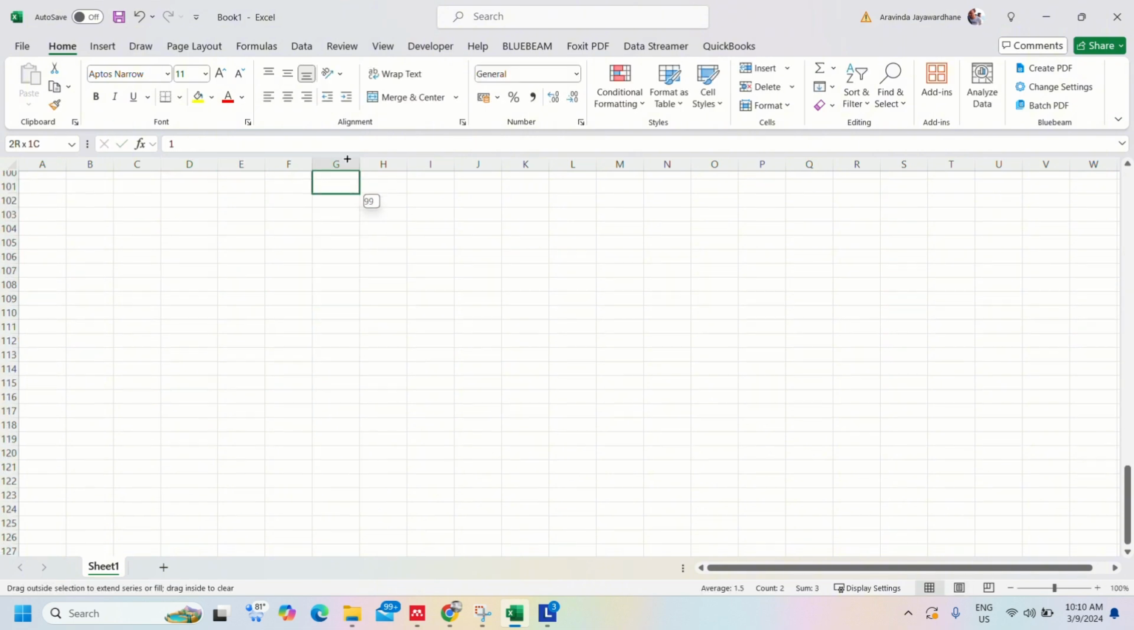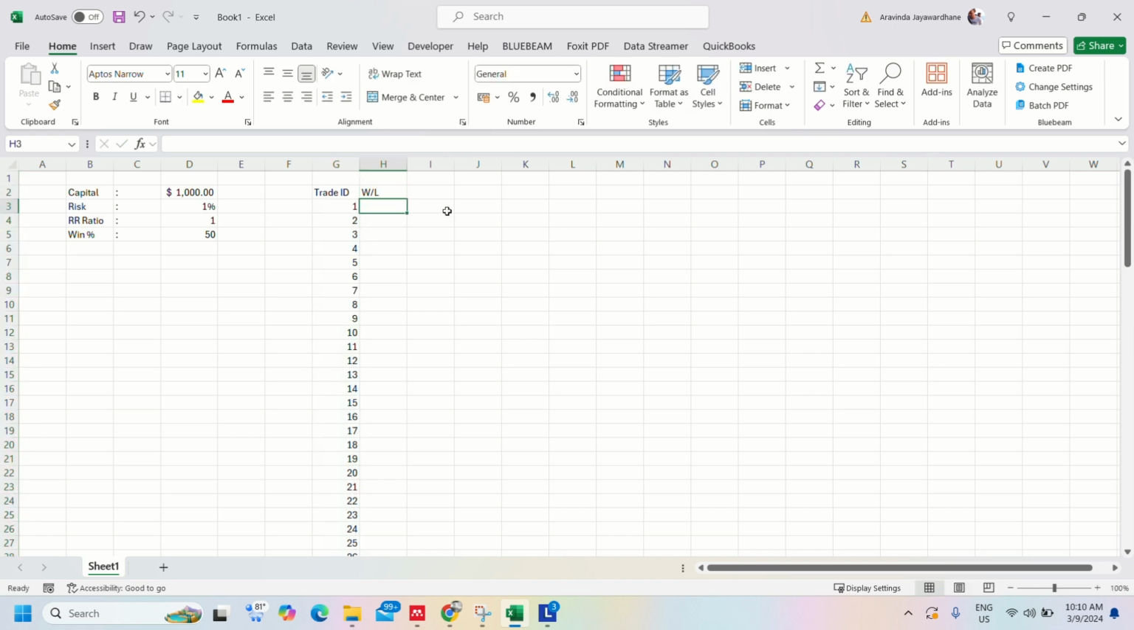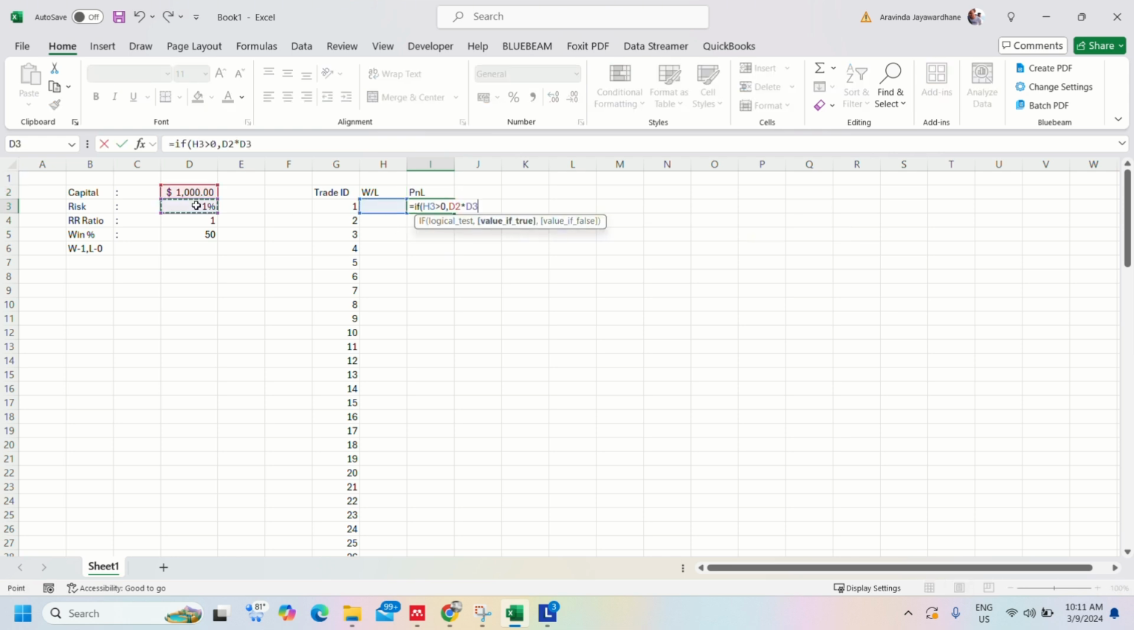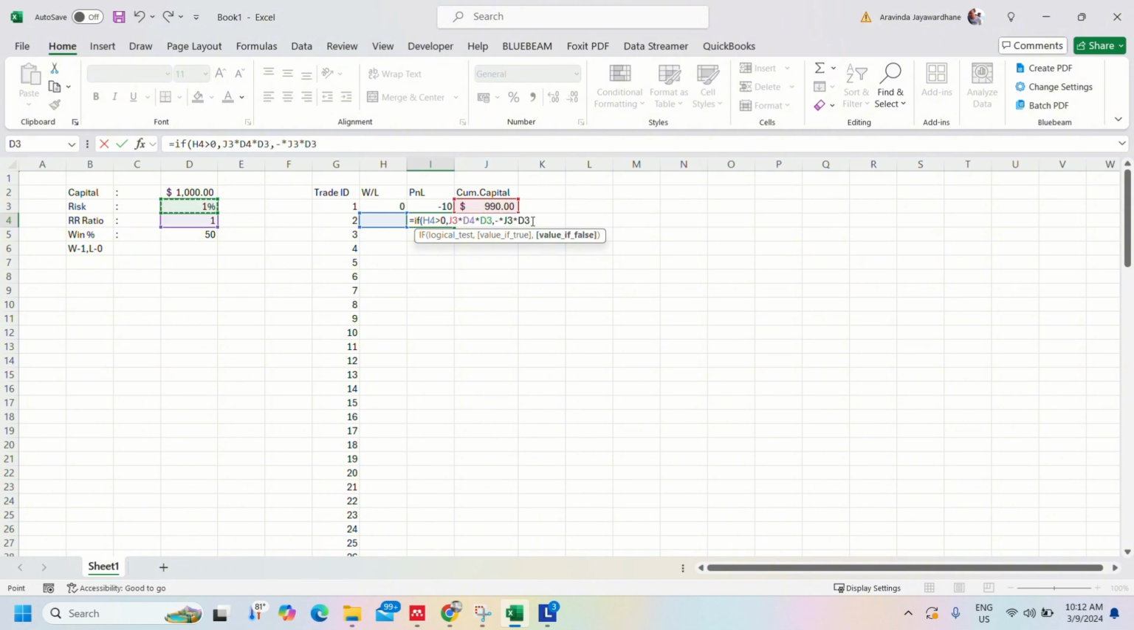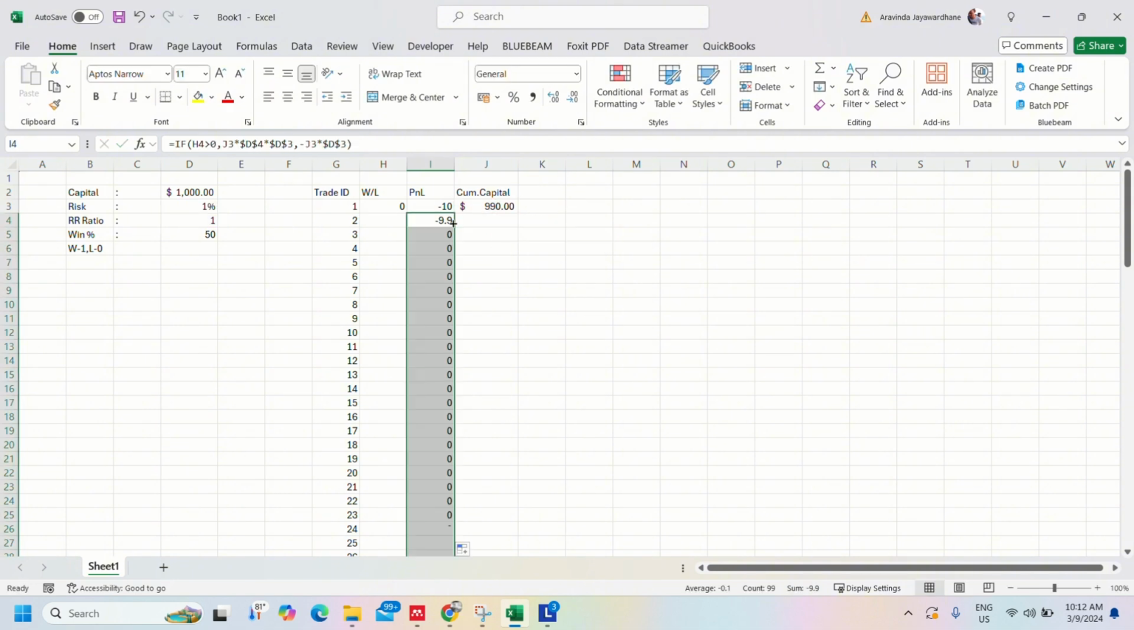trades. First, we define our risk management rules. We'll risk 1% to 2% of our capital on each trade. This means that if our trade goes against us, we only lose a small fraction. On the flip side, we'll aim for a 1-to-1 or 1-to-3 risk-to-reward ratio. So, for every dollar we risk, we'll aim to gain $2 to $3 in profit.